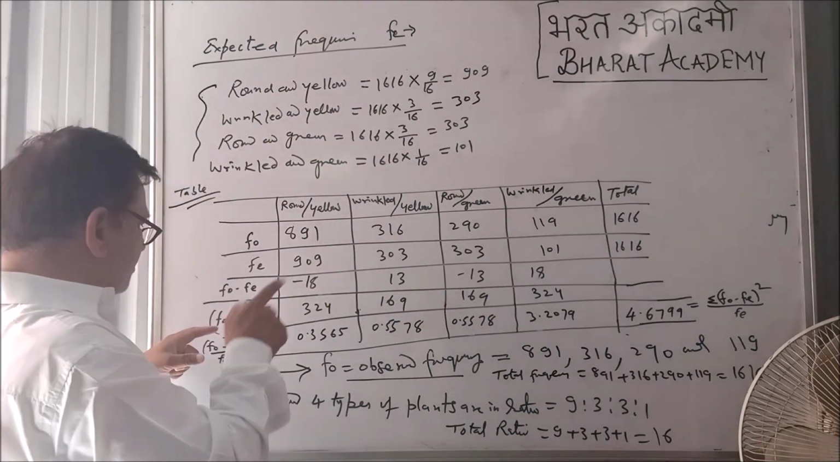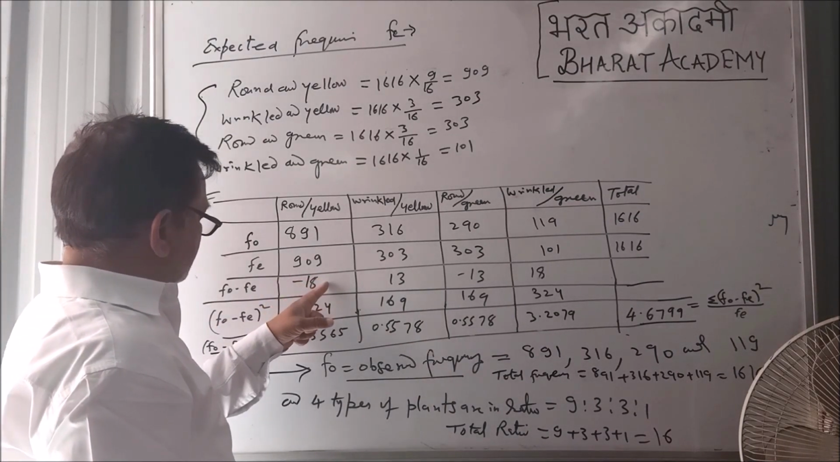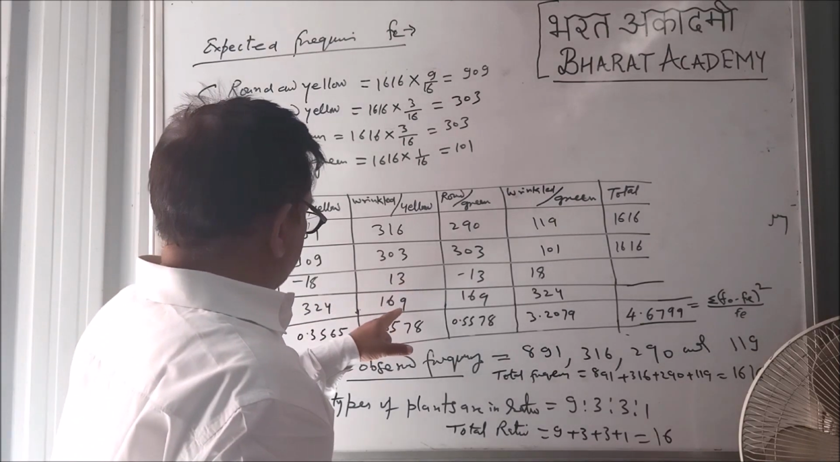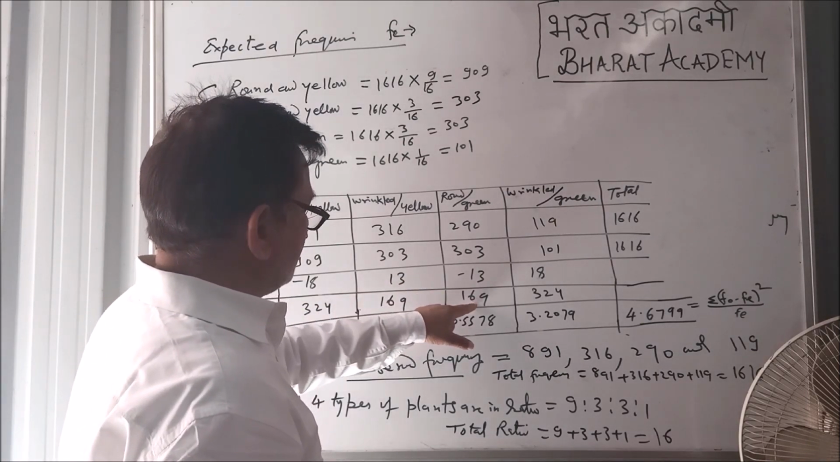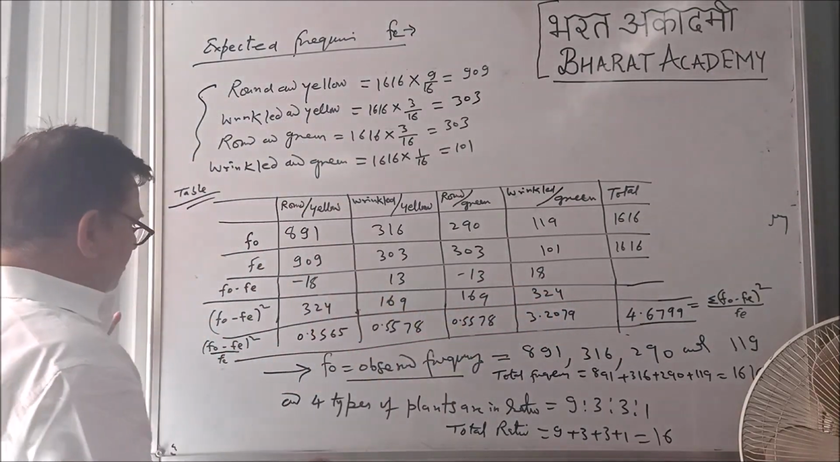Next one, square of the deviation, FO minus FE, it's a whole square. The square of minus 18 is 324. Its square is 169. Here this is 169, and the square of the 18 is 324. This is the square of their deviation.